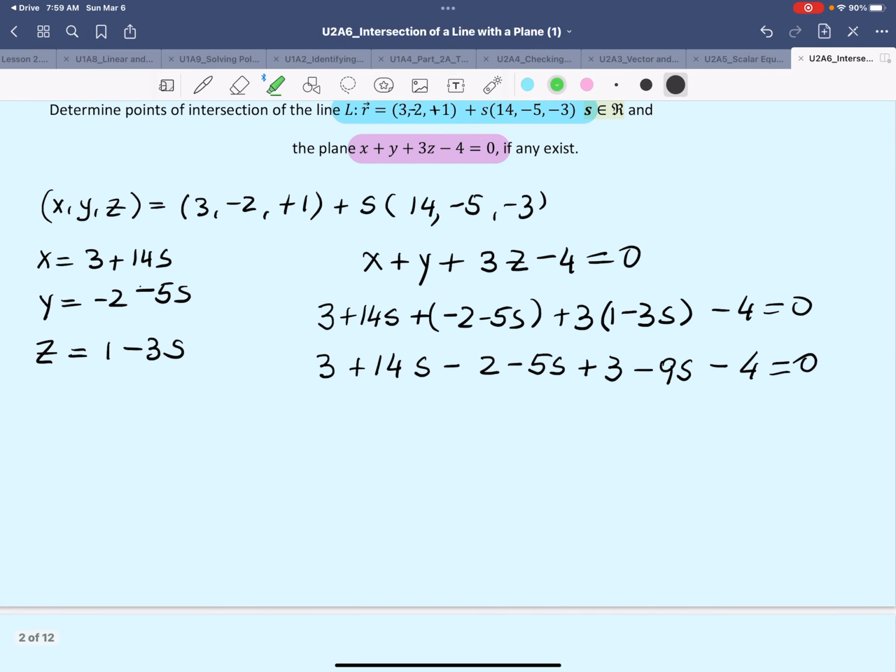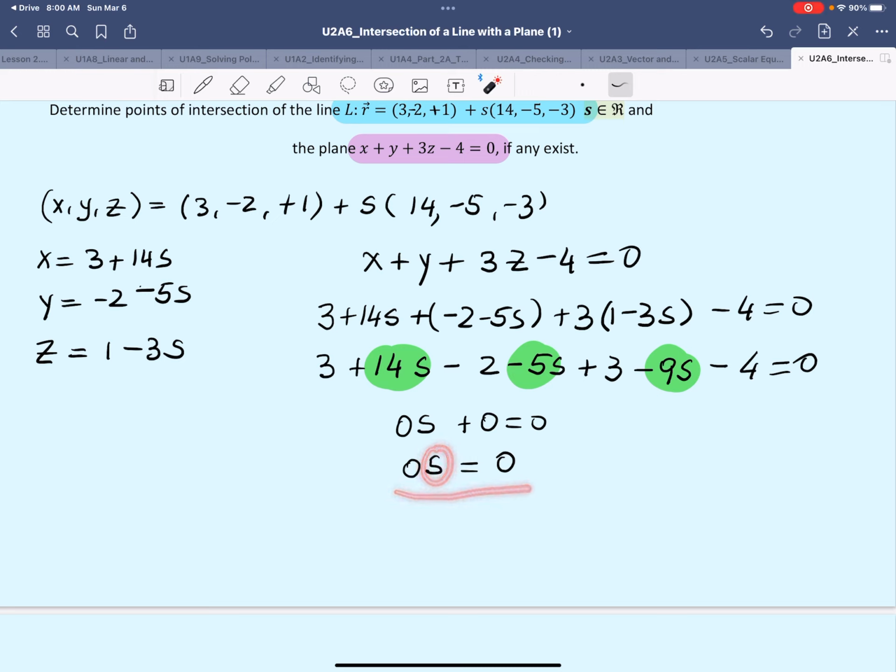Collect like terms. And what you see here is negative 5 and negative 9, making a negative 14 plus 14, 0s. For the constants, we have 3 minus 2, 1, plus 3, 4, minus 4, 0. So we'll say that 0s equals 0. And let's stop here for a moment and think what values of s can satisfy this equation. So basically, we're going to say any value of s can fit in.